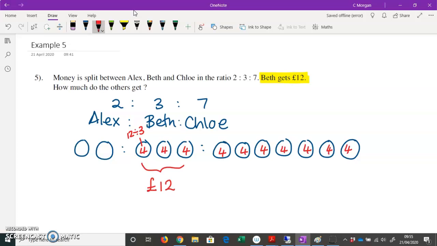And I mustn't forget Alex over here. Okay, so I can see that Alex gets 4 add 4, which is £8 for Alex. And Chloe gets 1, 2, 3, 4, 5, 6, 7 lots of £4, which is £28. So I've written that out there. There are my answers. Thank you for listening.